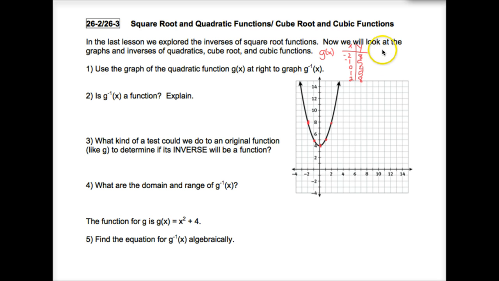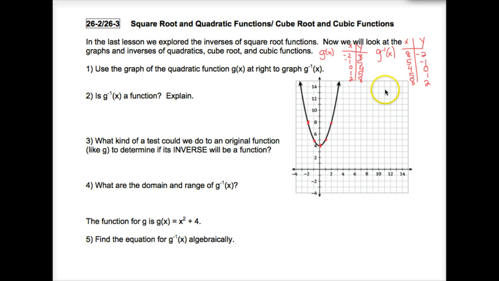To graph the inverse, remember that means we're going to switch the domain with the range. So g inverse, we just flip-flop our x and y values. So instead of negative 2, 8, it becomes 8, negative 2. Instead of negative 1, 5, it becomes 5, negative 1. Instead of 0, 4, we've got 4, 0. And then following the same pattern, we've got 5, 1, and 8, 2. So now these are our new points for our g inverse function.